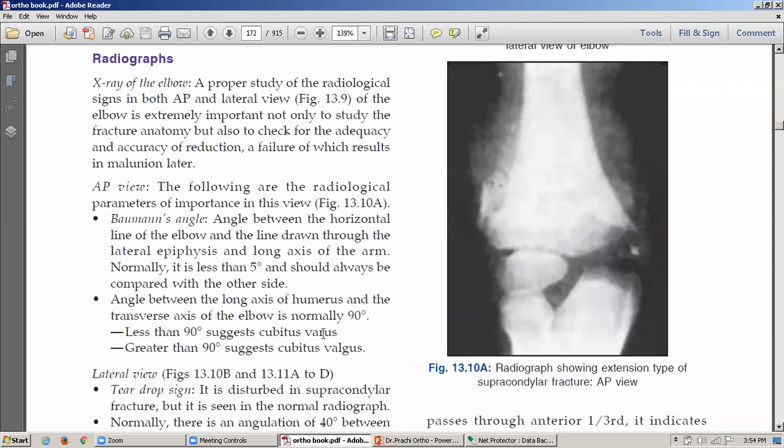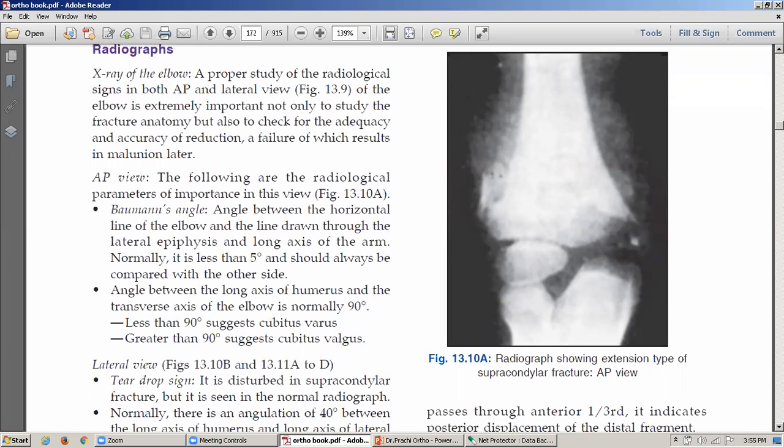The angle between the long axis of the humerus and the transverse axis of the elbow is 90 degrees. That is this angle, the long axis of the humerus and the transverse axis of the elbow is 90 degrees. Less than 90 degrees suggests a cubital varus and greater than 90 degrees suggests a cubital valgus. That we studied before, in the previous lecture.